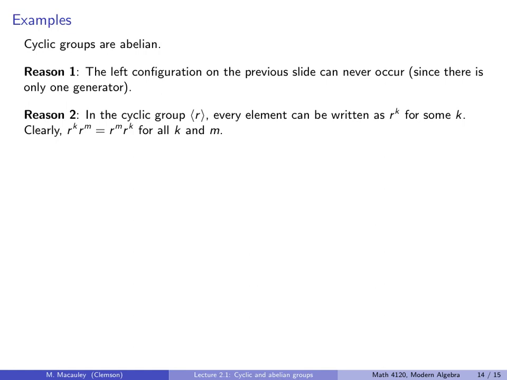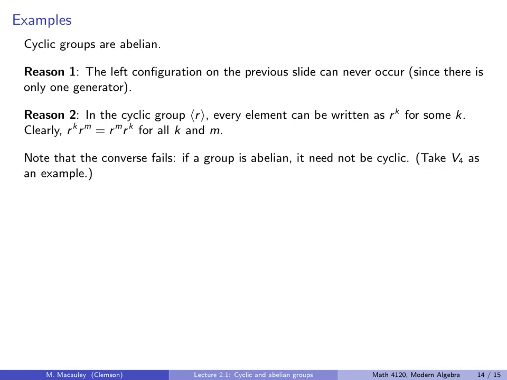Another reason is in the cyclic group generated by R, every element can be written as R to the K. And clearly, R to the K times R to the M equals R to the M times R to the K. Both of these things are equal to R to the M plus K. Now, it is important to note that the converse of this statement fails. Though cyclic groups are abelian, abelian groups do not have to be cyclic. Remember V4, the Klein 4 group? That's a good example of this. So there we had a group of order 4 where you needed 2 elements to generate it.